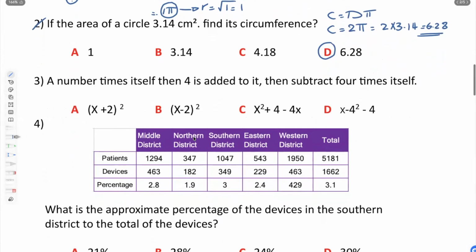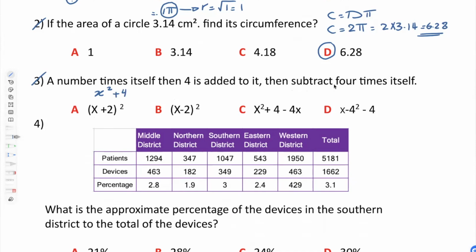Let's move to question 3. A number times itself, then 4 is added to it. Then subtract 4 times itself. So a number times itself, if you have a number like x, it will be x squared. Then 4 is added to it, so you will add 4. Add means you will plus, you put plus 4.